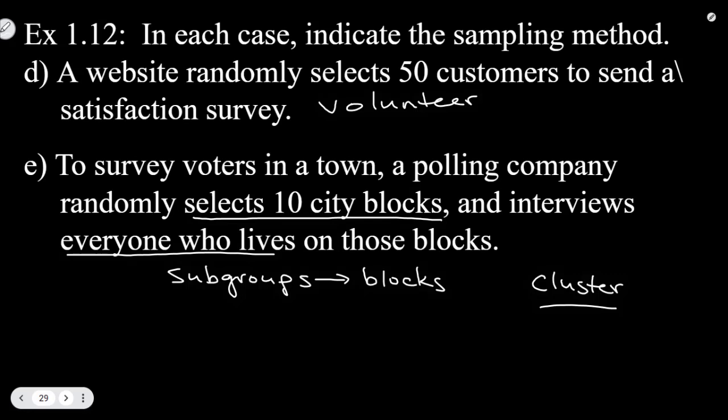Again, the way that differs from stratified, if they would have talked to 10 different people who lived on each city block, that would be stratified sampling. But in stratified sampling, you have to randomly sample from each group that you've divided them into. You're not talking to everybody from just a few groups.